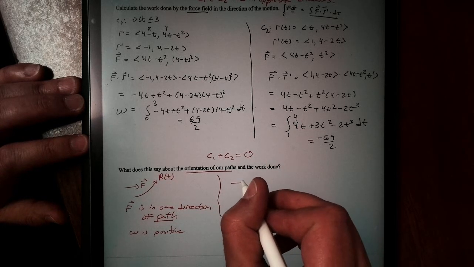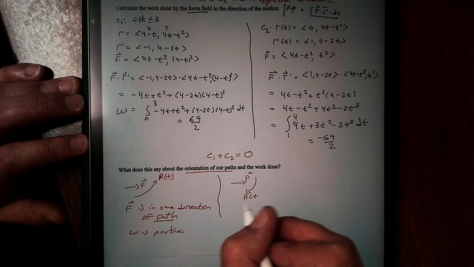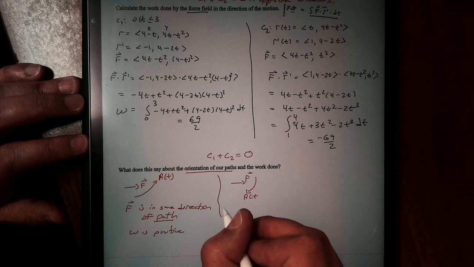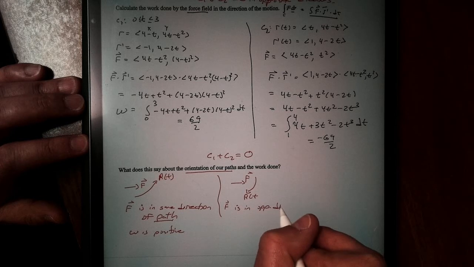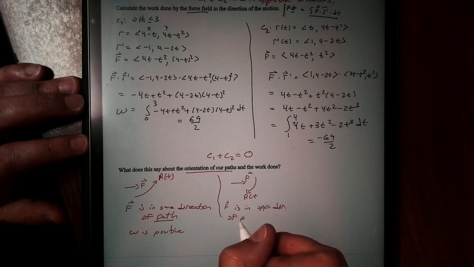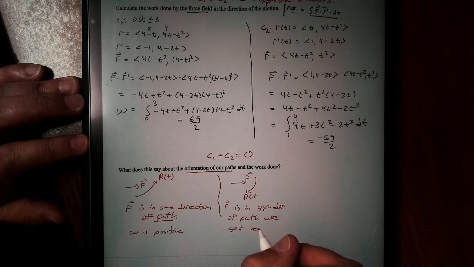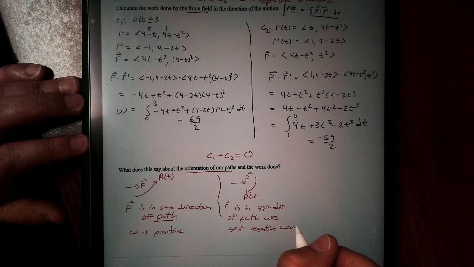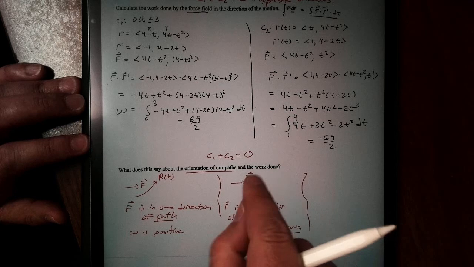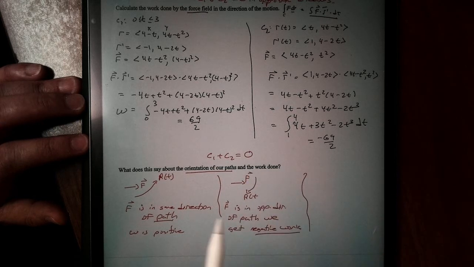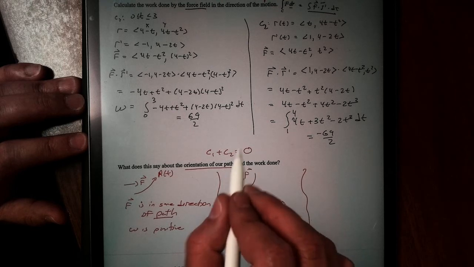If our vector field is in the opposite direction of our path, then we get negative work. So if the vector field is in the opposite direction of the path, we get negative work. That's why you shouldn't go against your teachers, because that's negative work. And then the third option is what we have here. Well, if we get positive when in the same direction and negative when opposite, what does it mean when we get zero work?